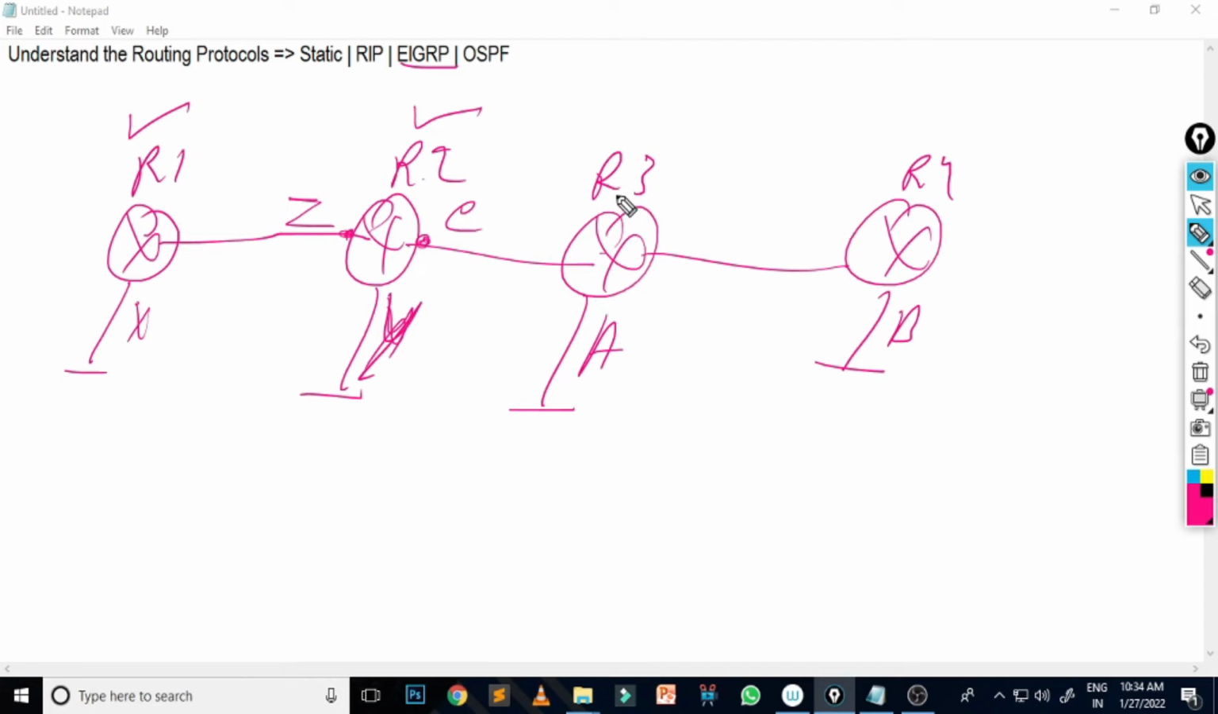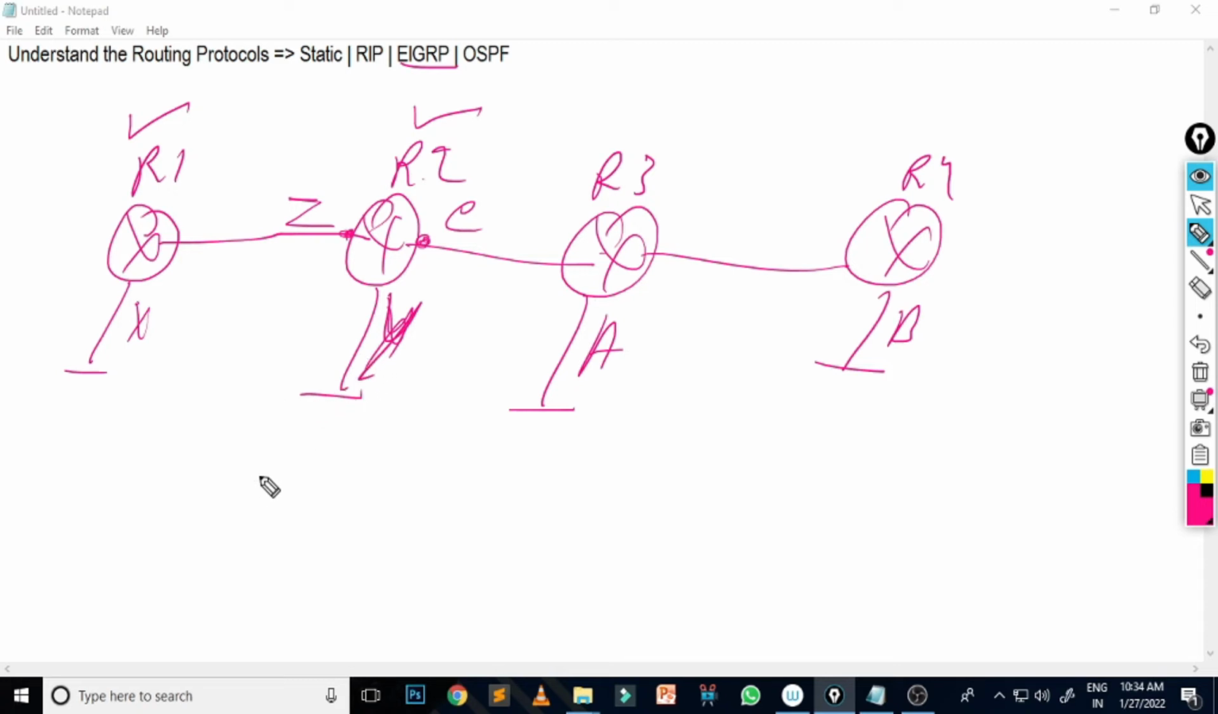The advantage of the EIGRP protocol is that the moment some network connects or disconnects, it immediately transfers that information to the entire network. It automatically broadcasts this information to all the routers available in that network, so that unnecessary traffic is not generated for that network. So this is the advantage, I would say. Of course, a disadvantage is also there.